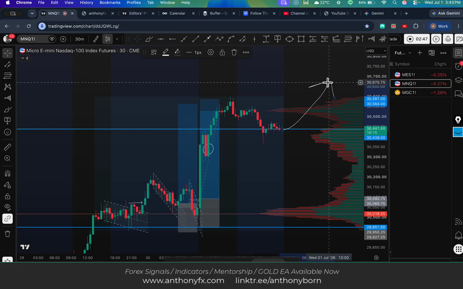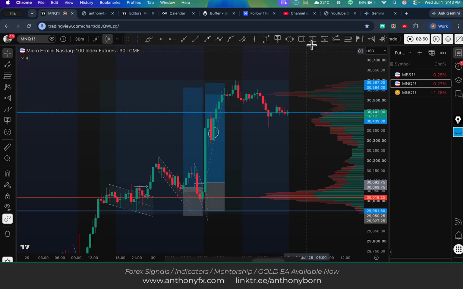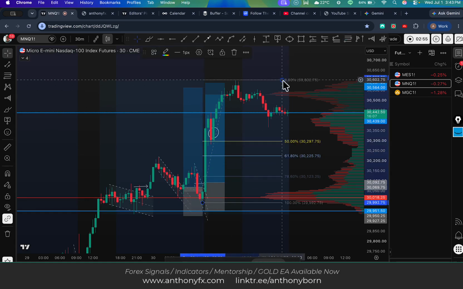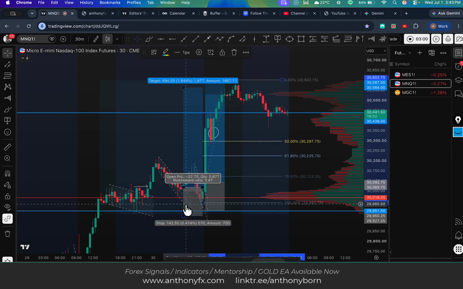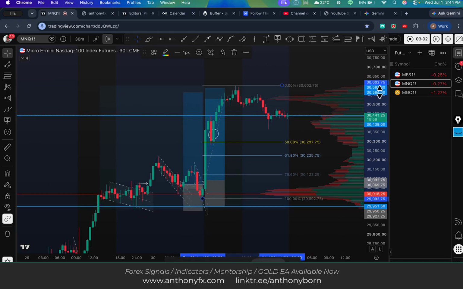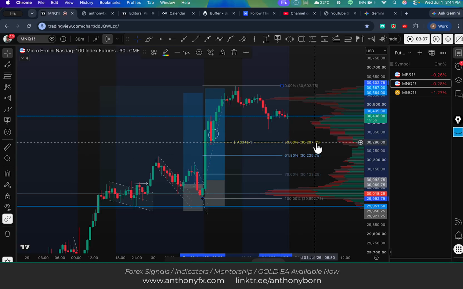I want a discount. So the discount is, if you grab the Fibonacci and pull it from the low to the high, this 50% is the equilibrium of this previous move. What I'm looking for is I want this to come back down in, and the 50 and 61.8 coincides with this fair value, the value range, this fair value gap.